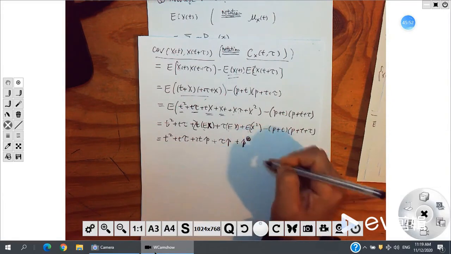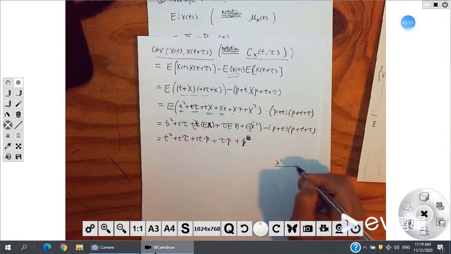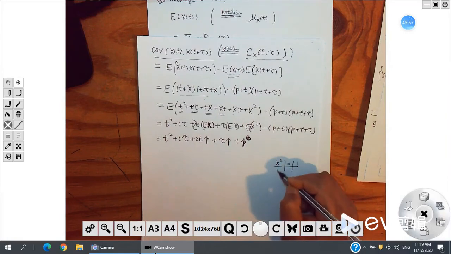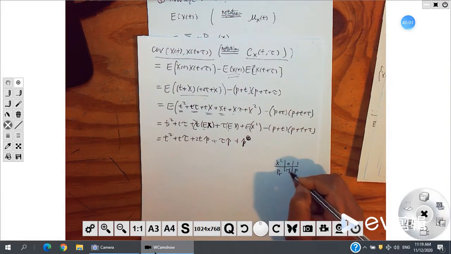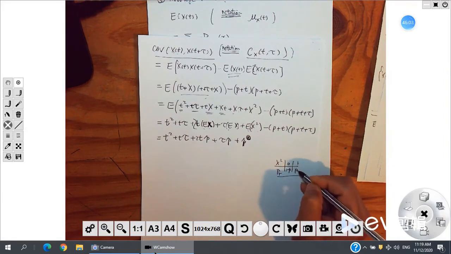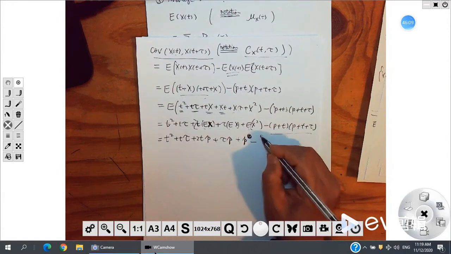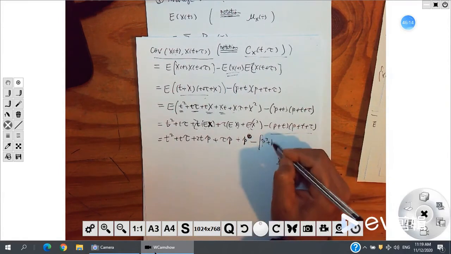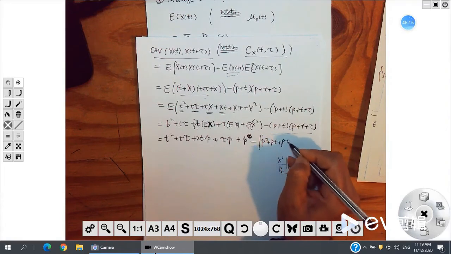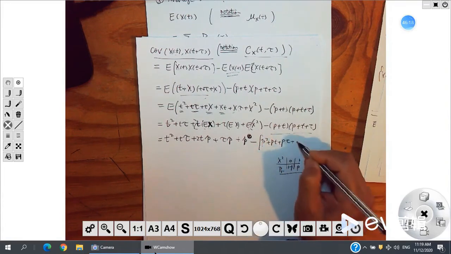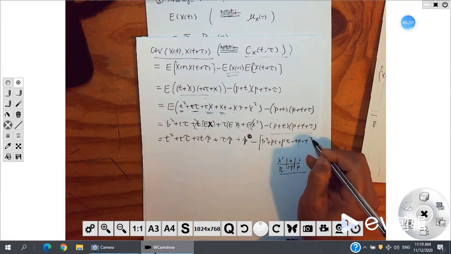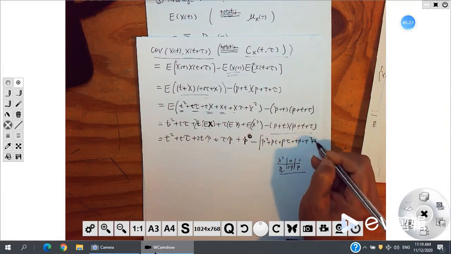X squared will have values 0 and 1, and the probabilities will be p and 1 minus p. Then you take the average: 1 times p, 0 times the other, just 1 times p. Yeah, it is p. And minus, this part is p squared plus pt plus p tau, plus tp plus t squared plus t tau plus t tau.